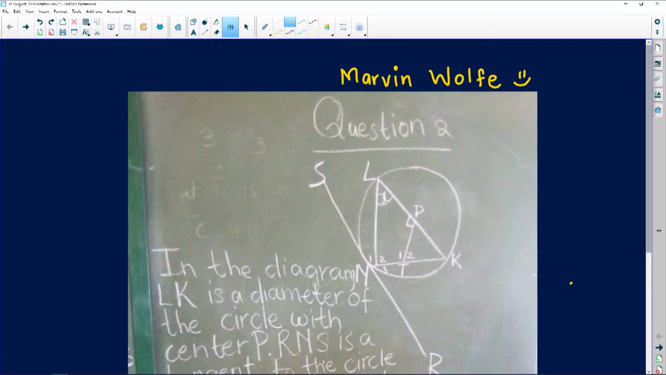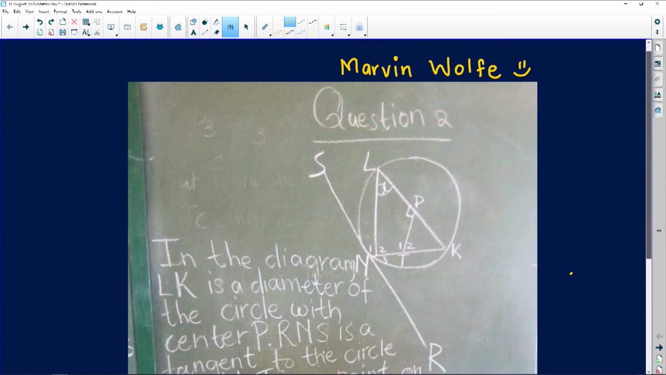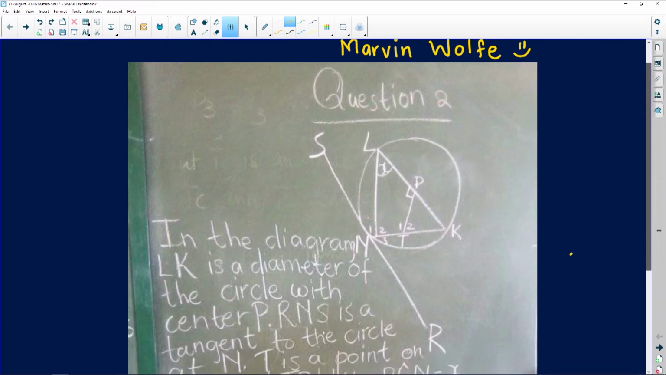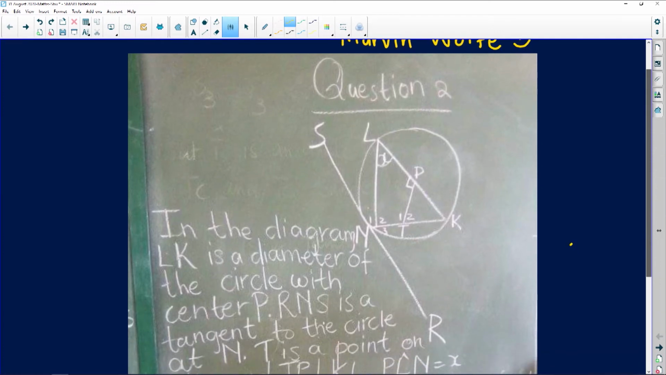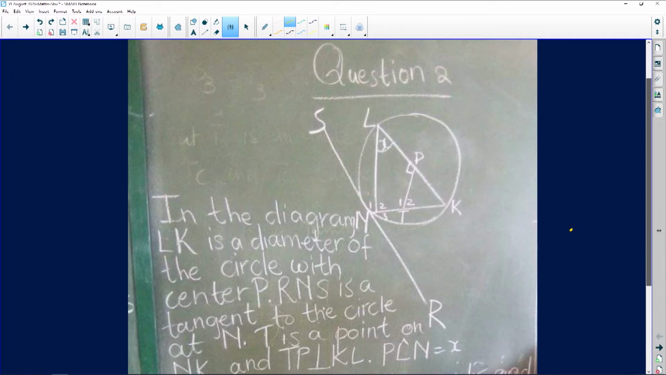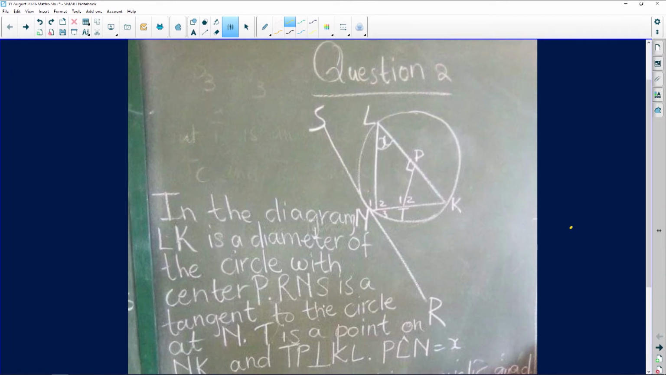So Marvin's question is based on Euclidean geometry, okay? You can see they wrote there in class using chalk. Clearly it's evident here on the board. It's question 2 with a very nice circle. Well done, Marvin. I struggle to draw circles that are as perfect as this one of yours.